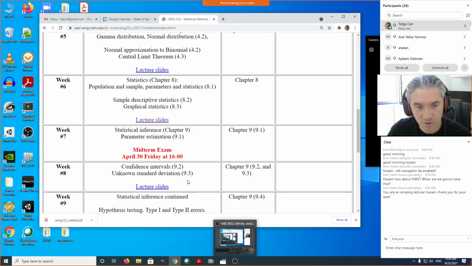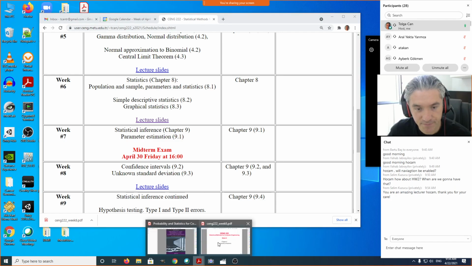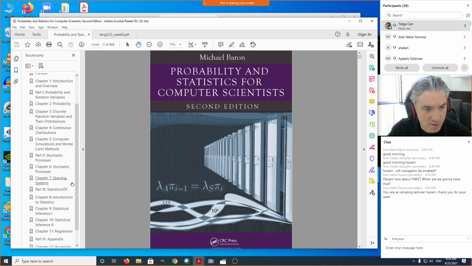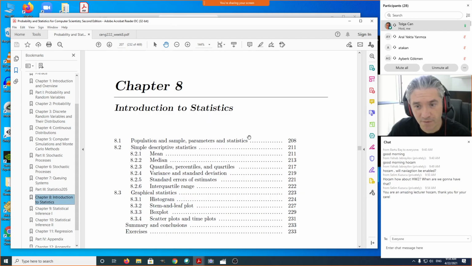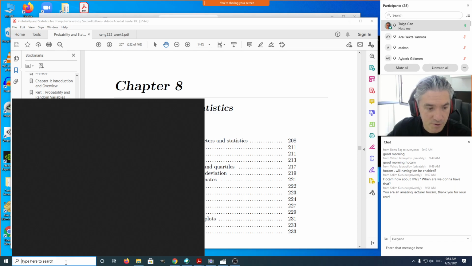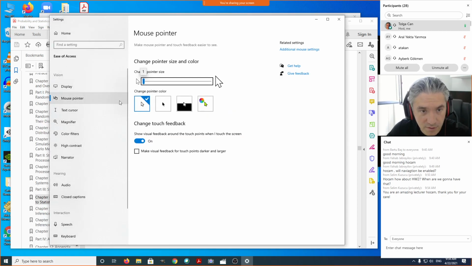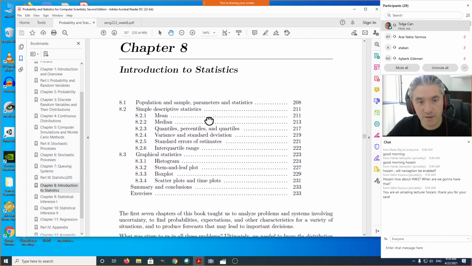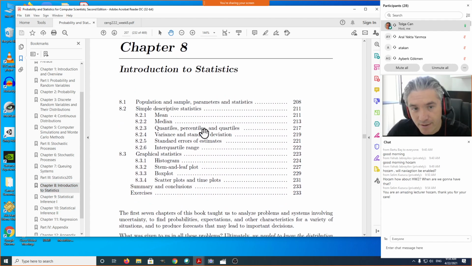And let's continue with today's lecture, which is chapter 8 in the book. It's the first part of part 3, an introduction to statistics. If you take a look at the outline, it's composed of 3 sections. At first, it describes what a population is and what a sample is.